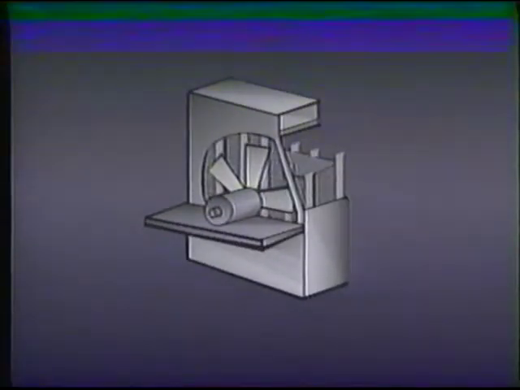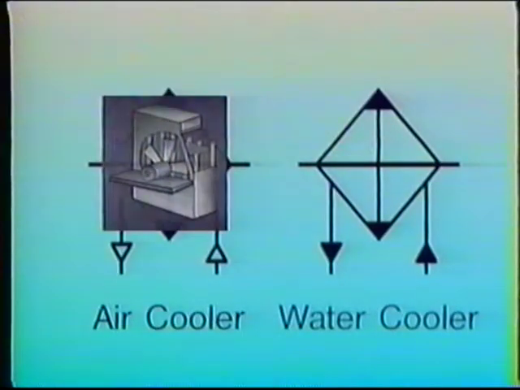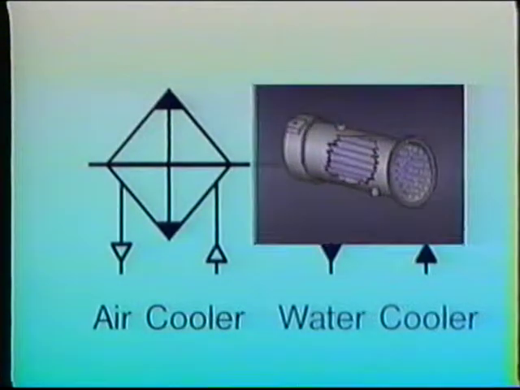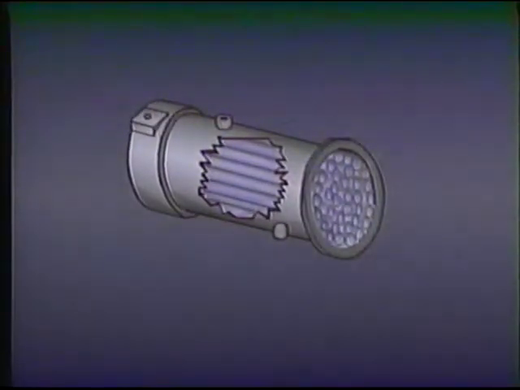Air coolers work in much the same way as the radiator on a car. Hydraulic fluid is circulated through tubes which dissipate heat through fins. The fins are cooled by a fan. Water coolers operate a little differently. They circulate water through a bundle of tubes encased in a housing or shell. The hydraulic fluid cools as it flows over the tubes.